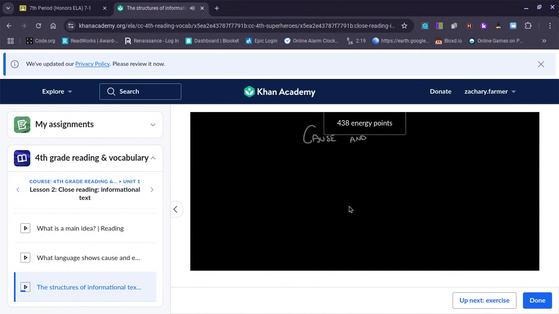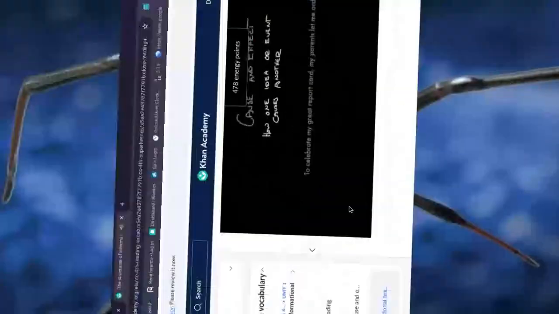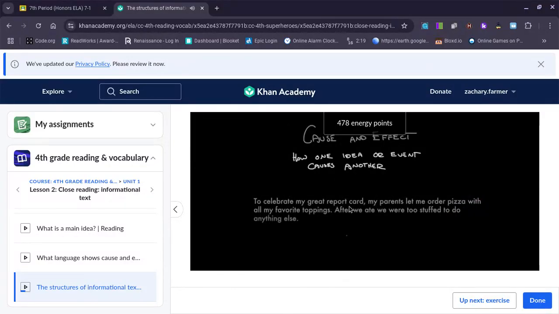Cause and effect. This one does what it says on the tin, right? It describes how one idea or event causes another. Here's an example. To celebrate my great report card, my parents let me order pizza with all my favorite toppings. After we ate, we were too stuffed to do anything else.